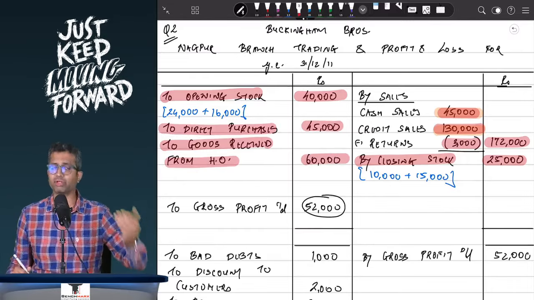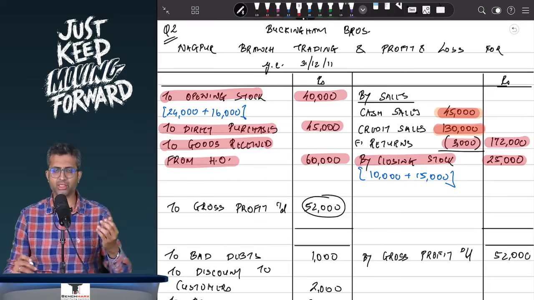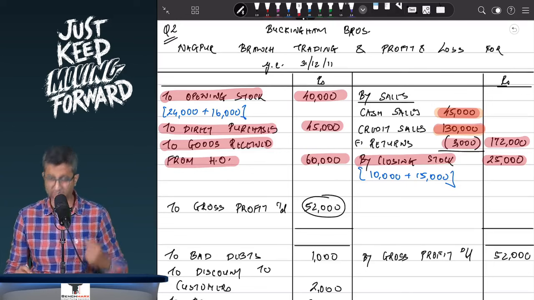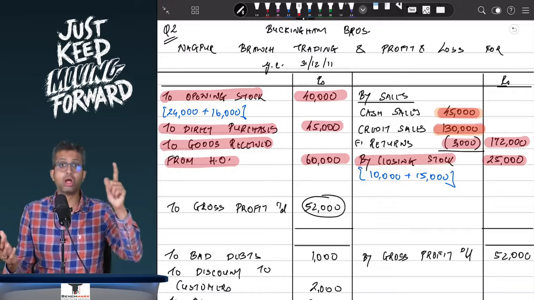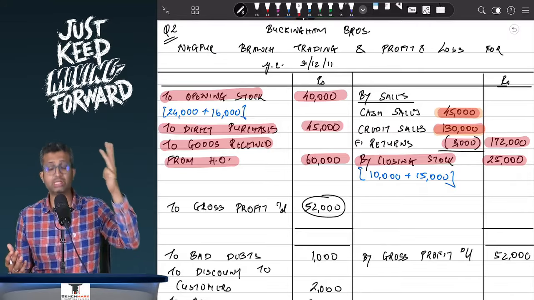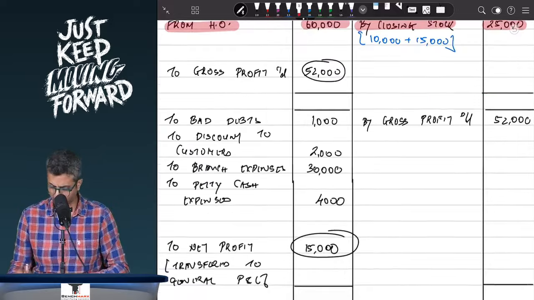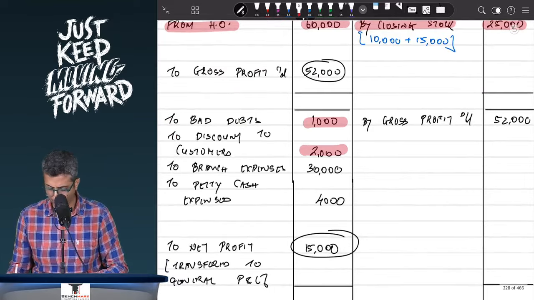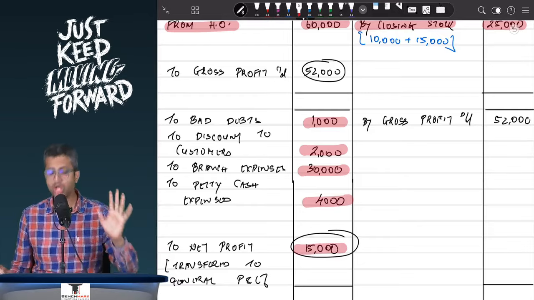However, there will be other expenses, like certain expenses which are paid by the head office. I think these are expenses worth 30,000. Petty cash expenses, even if paid by the branch, are an expense, 4,000. Bad debts of 1 and discounts of 2,000 as well will come over here. So bad debts of 1, discount of 2, expenses of 30, as well as petty cash expenses of 4,000, and you get the net profit of 15,000.